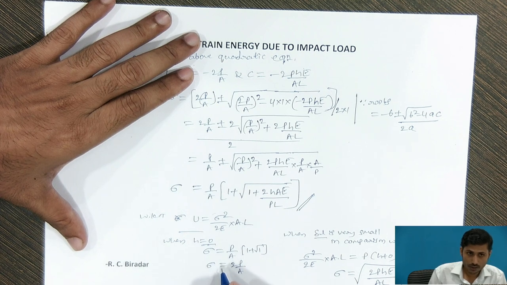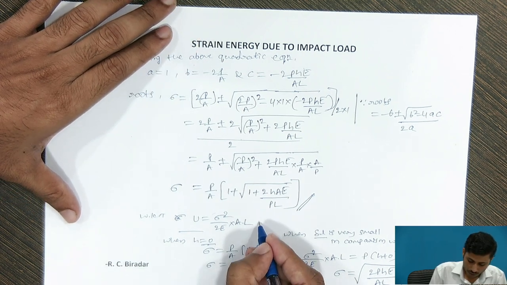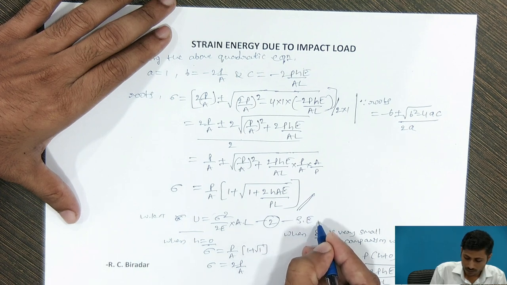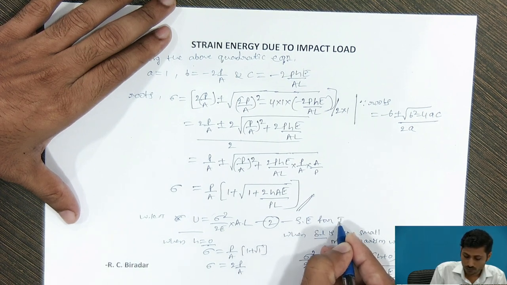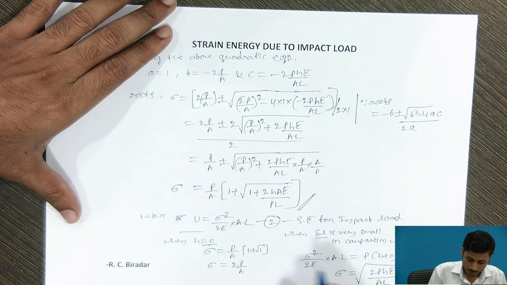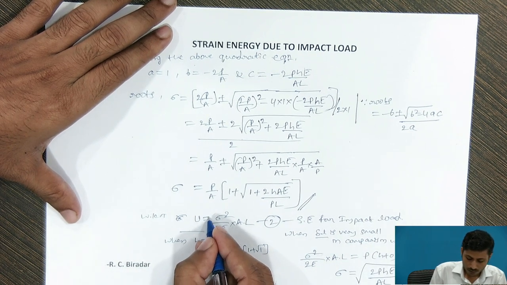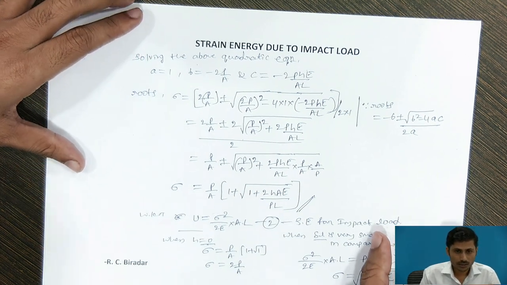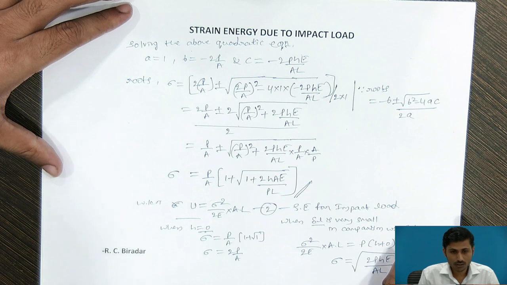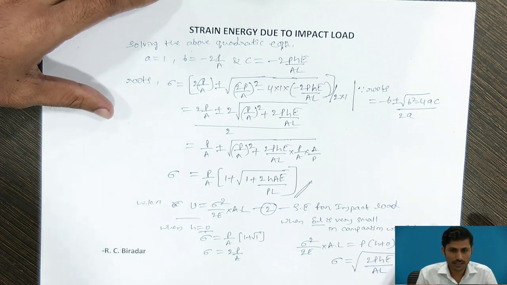And if we use this value of sigma in this equation 2, we can get the strain energy for impact load. So now you can think, what is the strain energy equation for sudden and gradual load case?